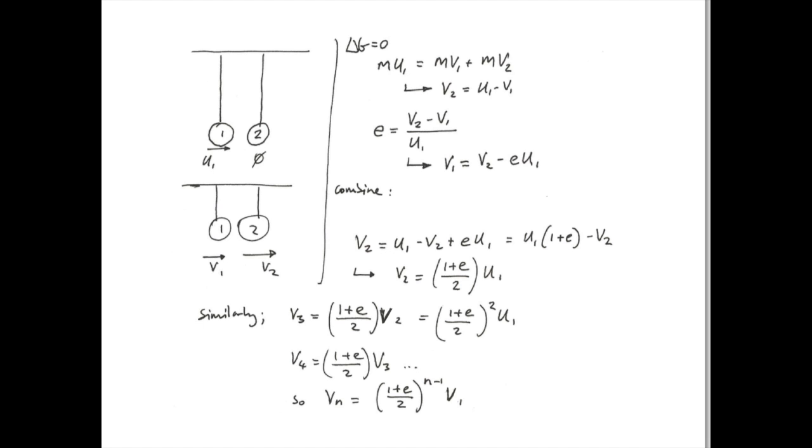And we consider the situation just before and after the collision. So just before the collision, the first marble or particle has a speed u1, whereas the second one is stationary. Then after the collision, they have these velocities v1 and v2 respectively. Now, given that the total momentum is conserved, we can say that mu1 is equal to mv1 plus mv2, or we can say that v2 is equal to u1 minus v1.